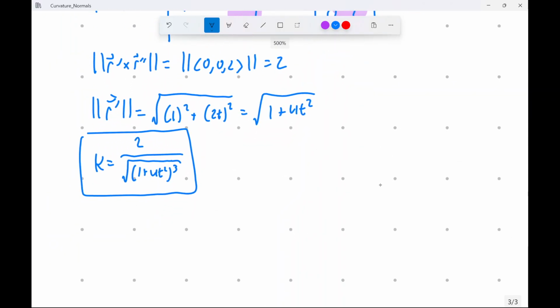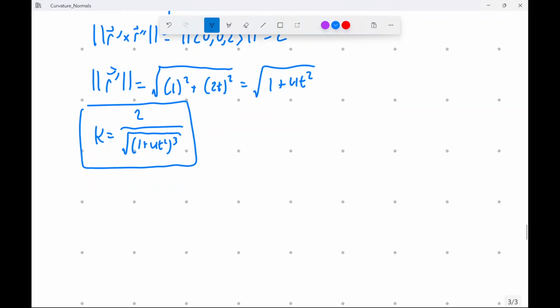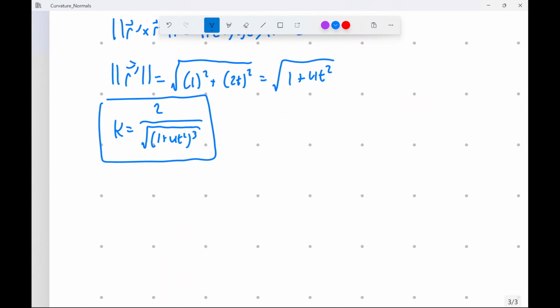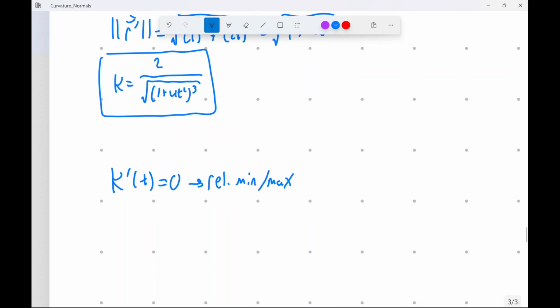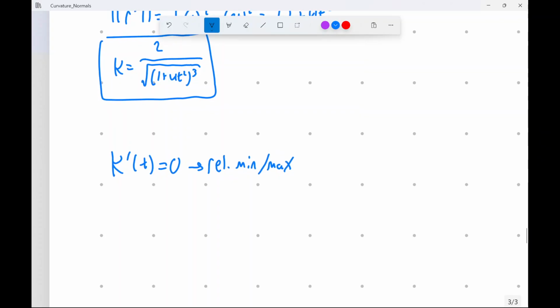And so now we do need to find where this is maximized. There's two ways to do this. The first way is the regular calculus way. We can find the derivative of the curvature, that's not a kappa, that's a k, and set that equal to 0 to find relative minima and maxima. But that's a really annoying way to do that, and there's a better way that I prefer.